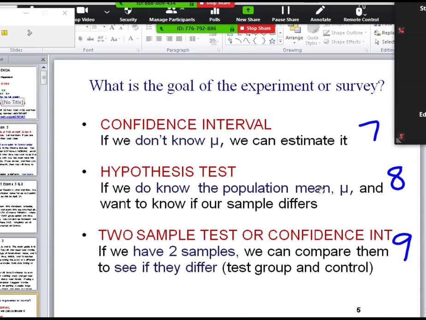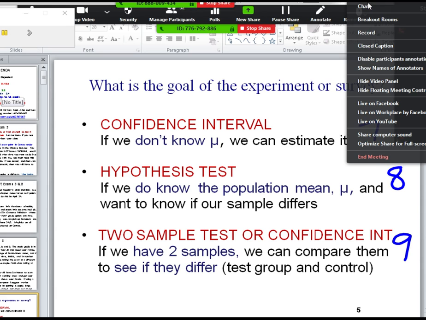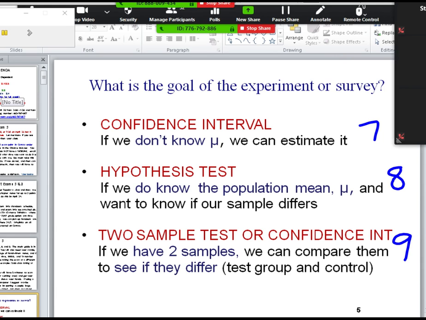Professor, somebody asked a question about calculators. Oh yes. So you do need a TI-83 or 84. You have to have one of those.